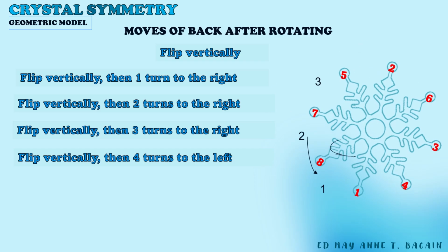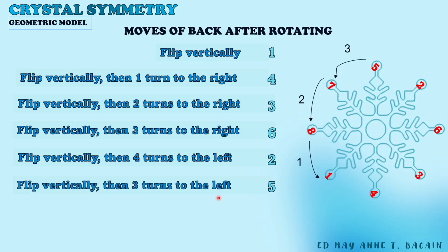Next, we have flipped vertically, then three turns to the left. That is why we have the five. So from one, for example, we're looking at the one, then we will move one again. So one, two, and three. That is why five is there.